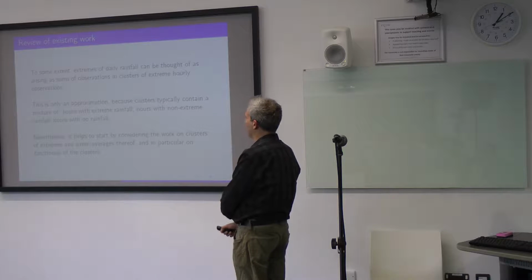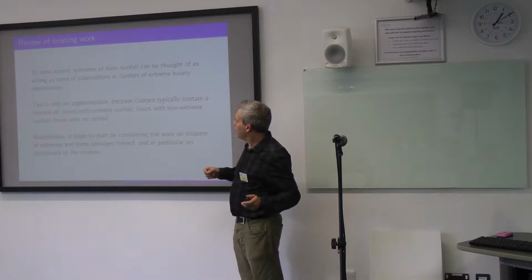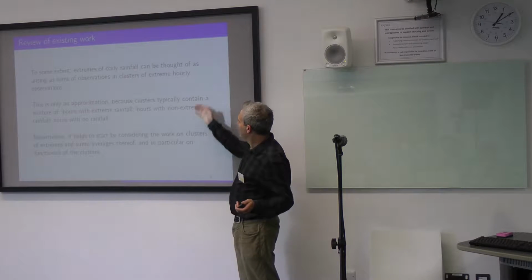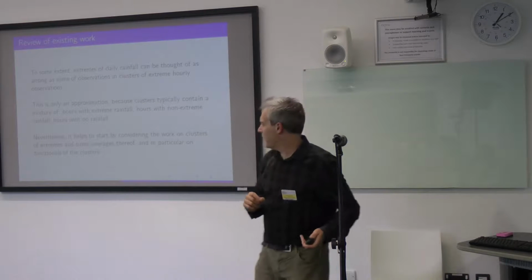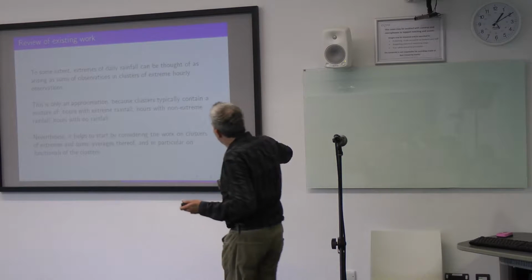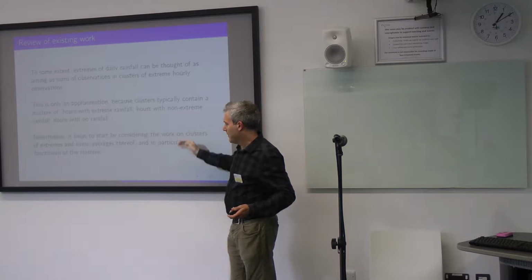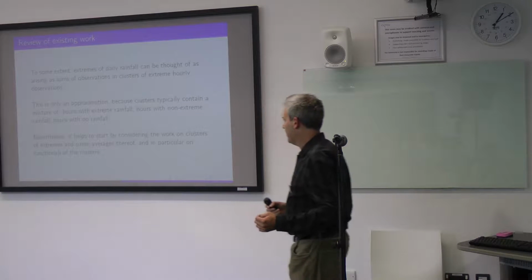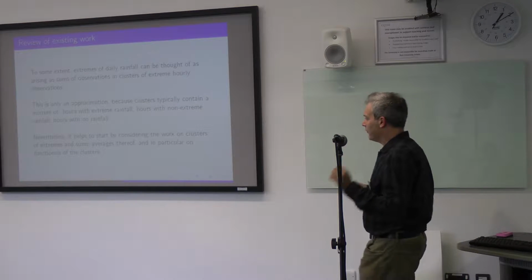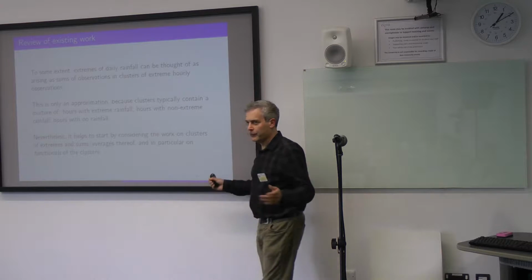Okay. So we can think of extremes of daily rainfall as arising from sums of observations in clusters of extreme hourly observations, as a very first approximation. But because clusters typically contain a mixture of hours with extreme rainfall, hours with non-extreme rainfall, and also hours with no rainfall, the situation is actually quite a lot more complicated. So I started by thinking about the work on clusters of extremes and sums and averages thereof.